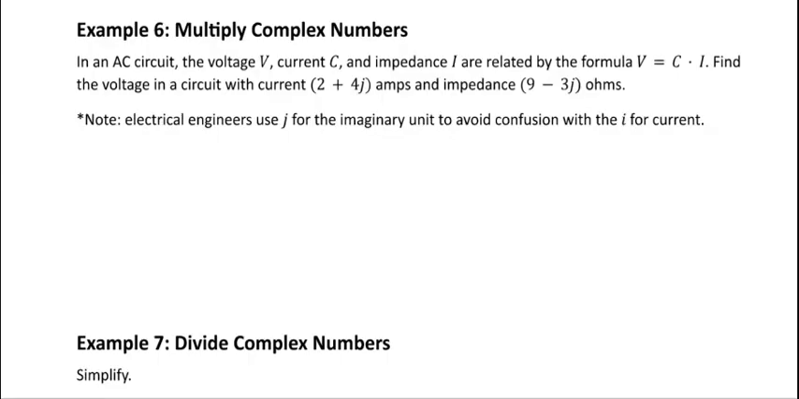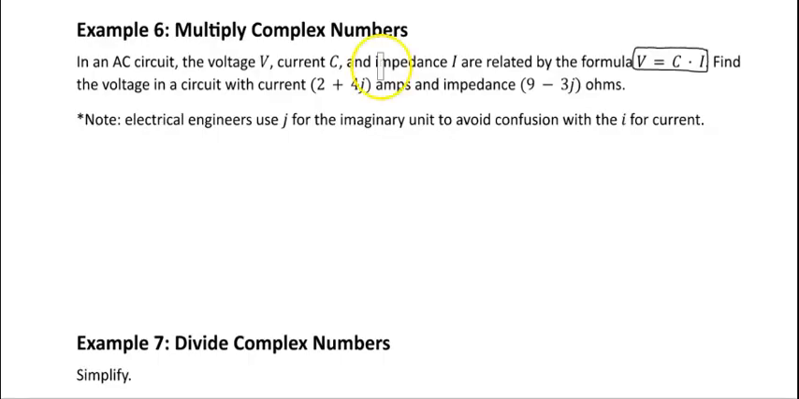It says, in an AC circuit, the voltage V, current C, and impedance I are related by the formula V equals C times I. Find the voltage in a circuit with current 2 plus 4J amps and the impedance 9 minus 3J ohms. And as a note, it says electrical engineers use J for the imaginary unit to avoid confusion with the I that they use for the current.